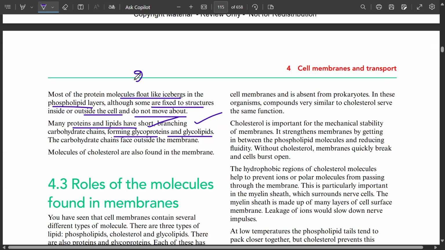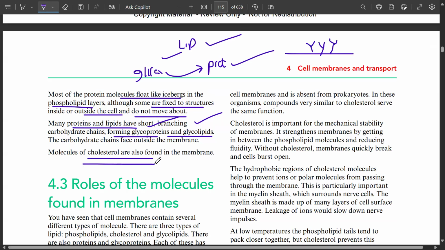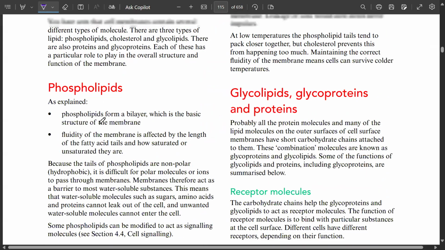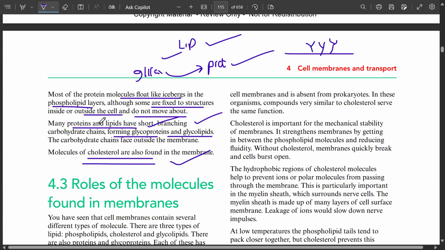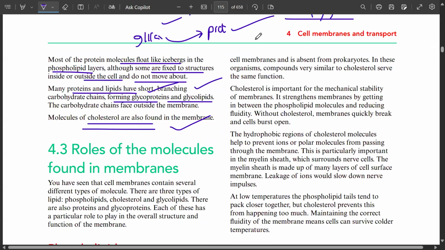If a glucose molecule binds with a lipid molecule, they form glycolipids. And if this glucose molecule binds with any amino acid or protein, they form glycoproteins. Glycolipid, glycoprotein, both are attached as chains on top of the membrane, like this. Molecules of cholesterol are also found in the membrane, and we are going to study the function and role of each molecule that is found in the membrane in the next topic.